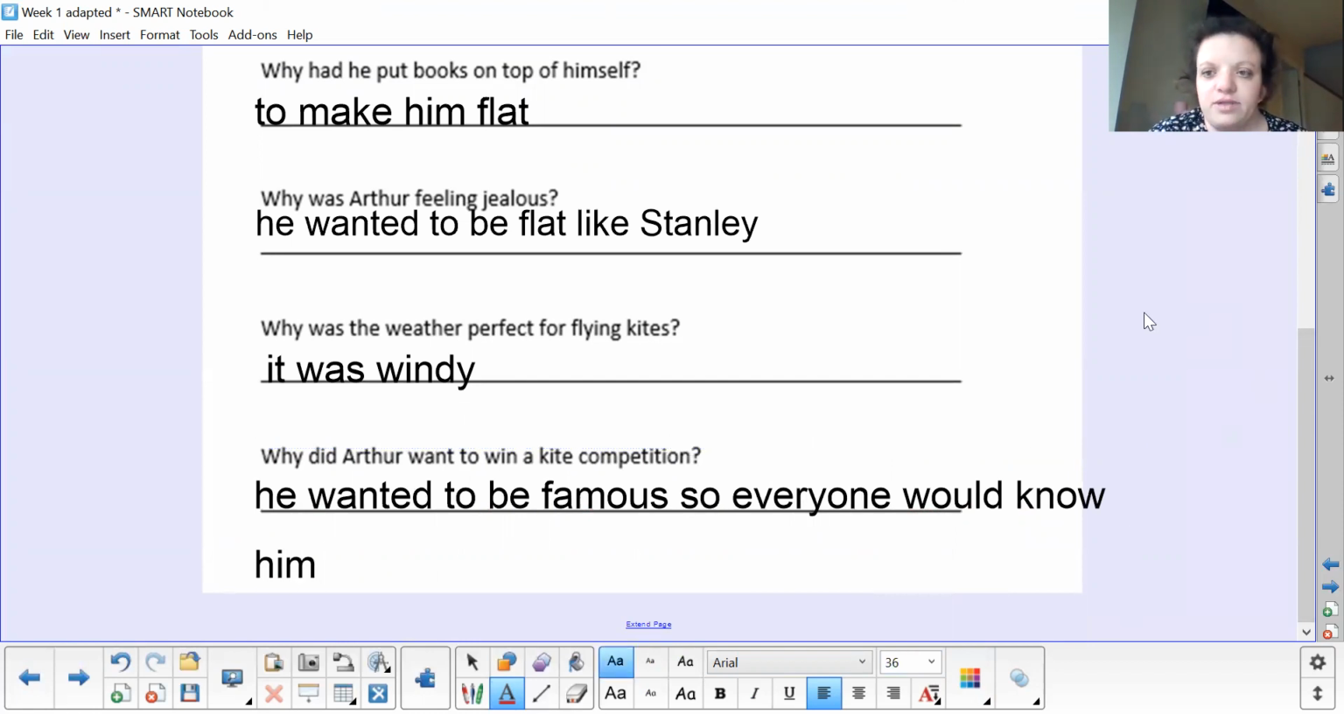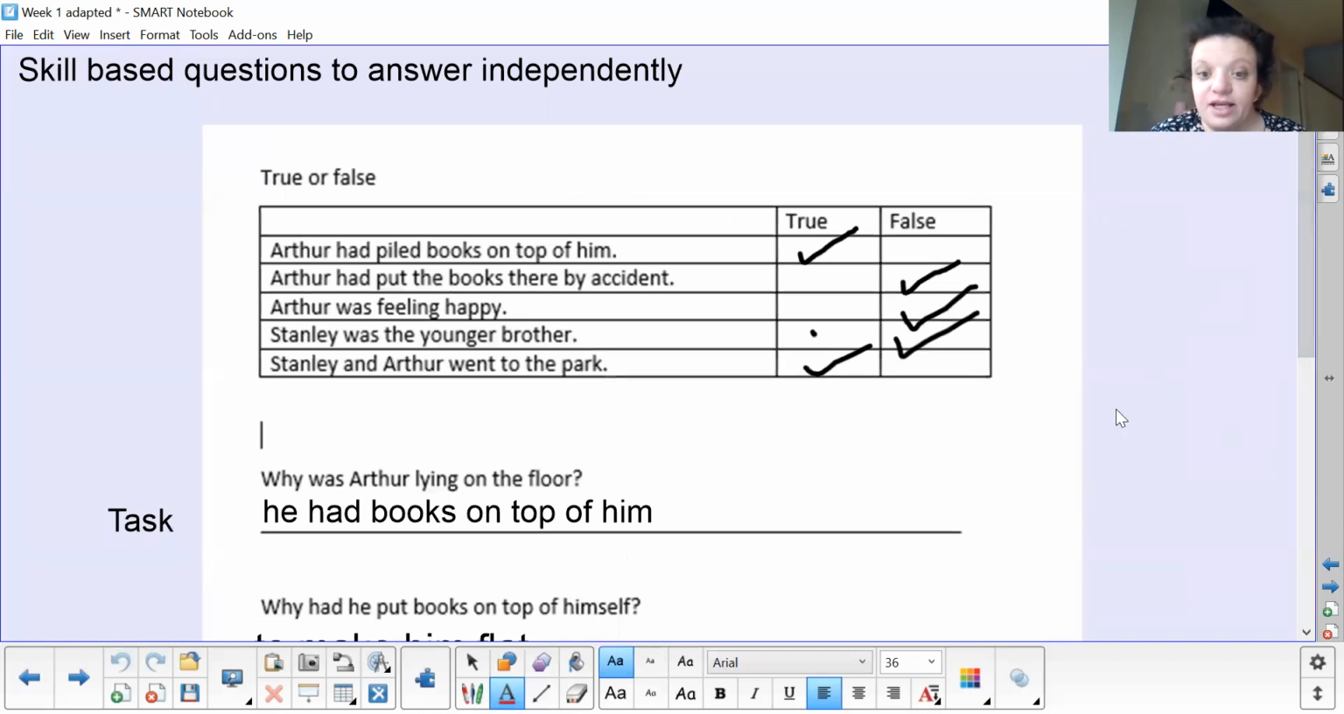Okay, well done. Right, fantastic. Well done if you got all of those questions right. It's really, really good learning. I'd like you now to have a little think about how Stanley's going to help his brother to make his dream come true. He wants to win a kite competition and Stanley is flat. See if you can draw a picture and label it of what you think Stanley might do to help his brother out.